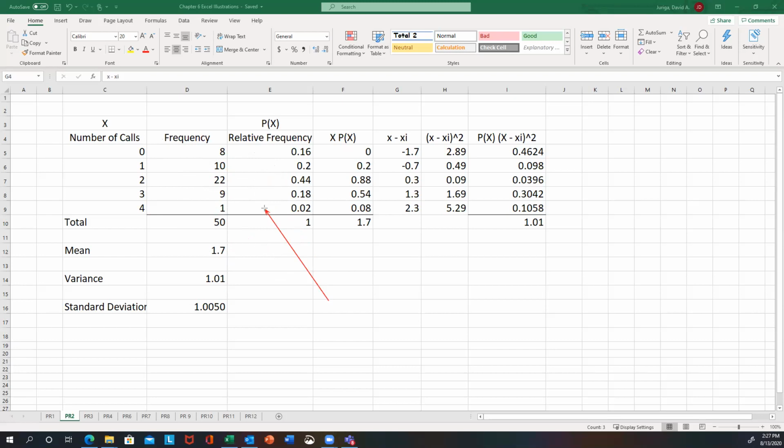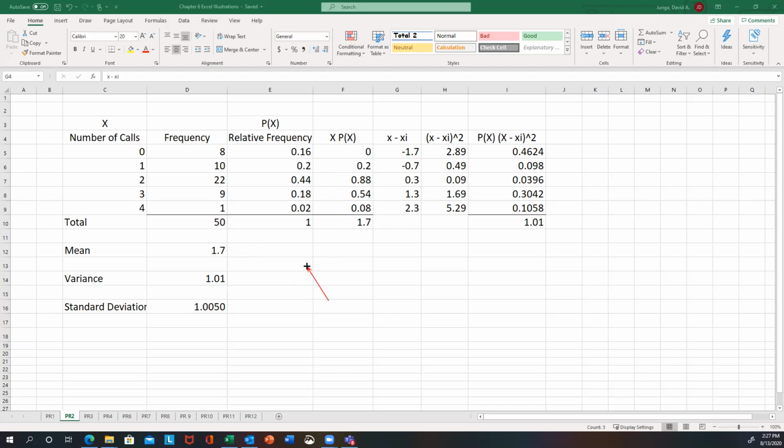And then to get the mean, at that point, you take x is 0, 1, 2, 3, or 4, and multiply your variables times your probabilities. I did that individually, added them up, and then there's my mean.